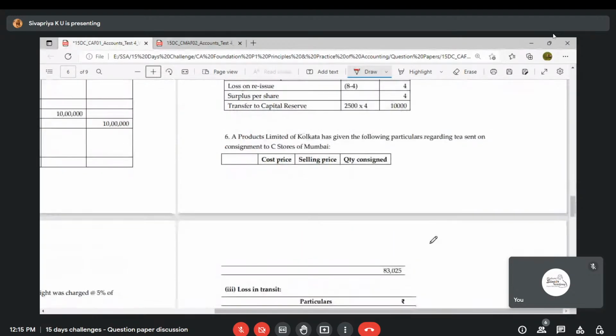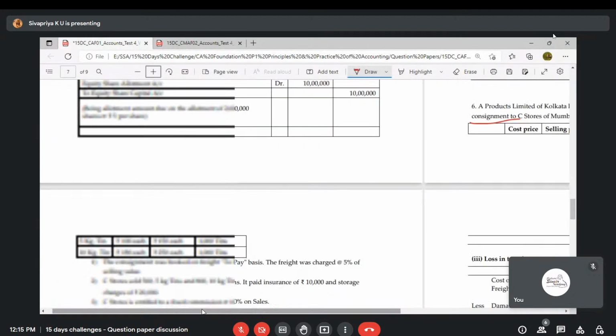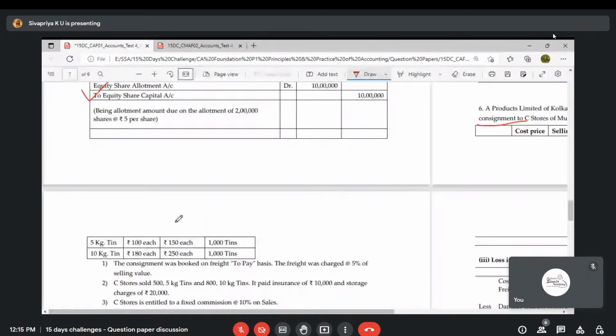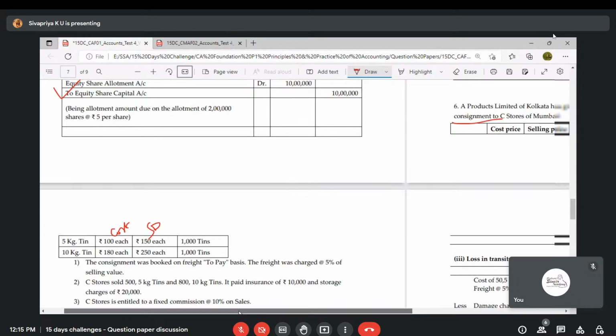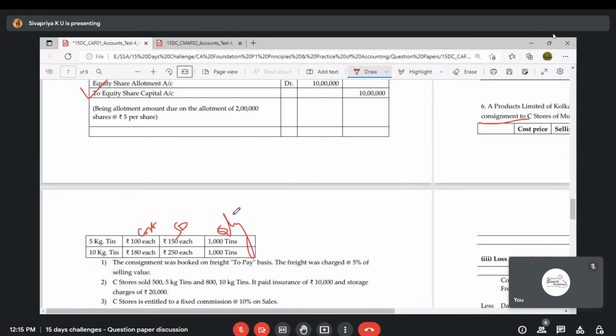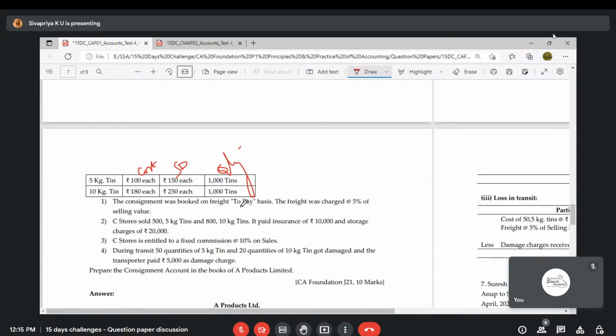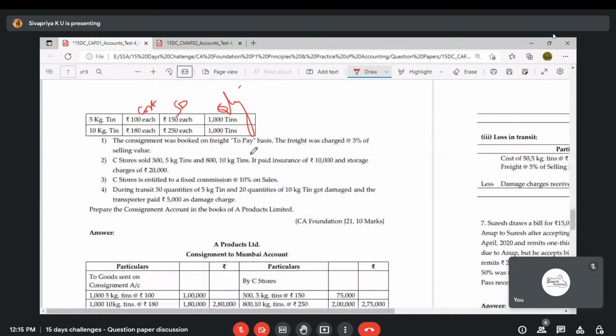This is consignment. So consignmentல ஒரு சில டீடைல்ஸ் கொடுத்திருக்காங்க. This is the cost price and this is the selling price and this is the quantity consigned, right? So the consignment was booked on freight to pay basis, freight charges கொடுத்தாச்சு and C stores sold.